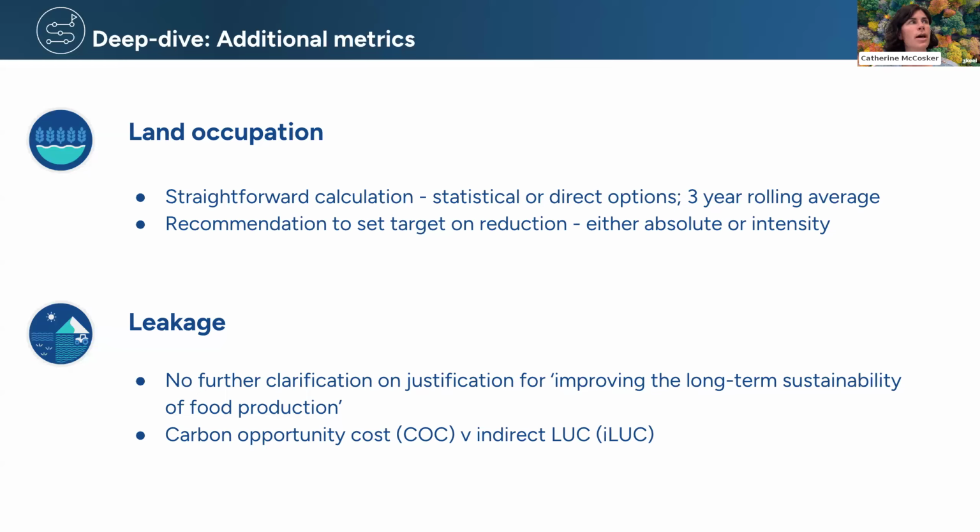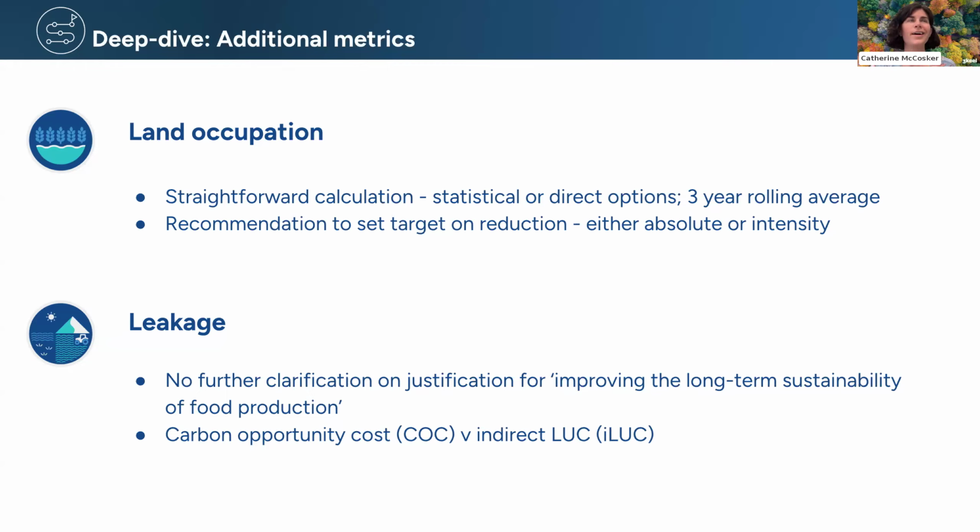On leakage, you may know or remember that they've introduced a metric that they're calling the carbon opportunity cost of production, which is essentially carbon leakage. And they have a few things to say about this. There are 3 activities that trigger your need to report this. So not everybody needs to report this. One of those is the production of feedstock for biofuels, and that's non-negotiable. If you're doing that, you have to report this.